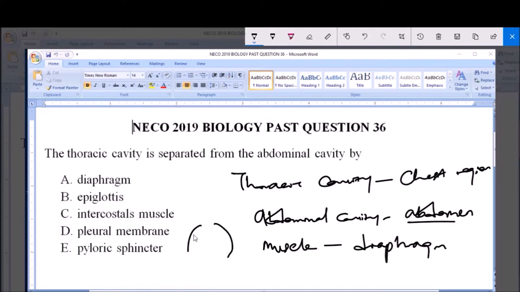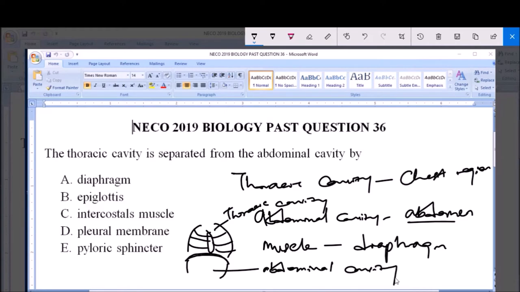Now let me just give a brief sketch. Let's say this is the thoracic cavity with the ribs. This is the sternum with the ribs. Now the diaphragm is a muscle like this. This is the diaphragm separating the thoracic cavity, the chest region, from the abdominal cavity, the abdomen. So the answer to this question is option A, the diaphragm. The diaphragm is a muscle, and it also assists in inspiration and expiration.